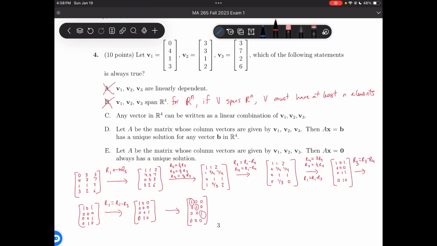Okay, C says any vector in R4 can be written as a linear combination of v1, v2, and v3. So the definition of span is all possible linear combinations of a set of vectors, which means that statement B is essentially equivalent to statement C, which means that statement C is also false. Again, for the same reasons, it's not possible to span R4 without at least 4 vectors.